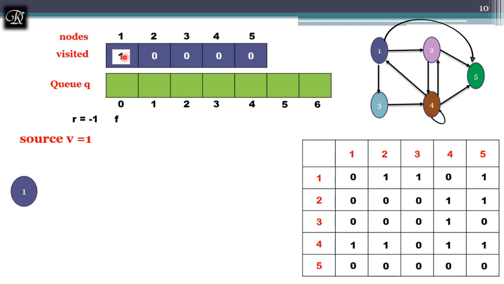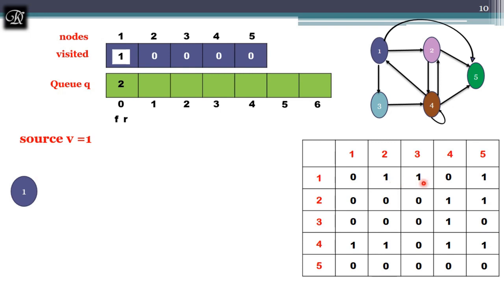Next, what is the condition? I have to see the direct edges from 1 to the remaining 4 nodes, including 1 also. Is there any edge from 1 to 1? No. Even if there is an edge, it will not be considered because 1 is already on the visited list. Next, is there any direct edge from 1 to 2? Yes. Did I visit that? No. Then you are free to insert this to the queue. Now node number 2 is inserted in the queue.